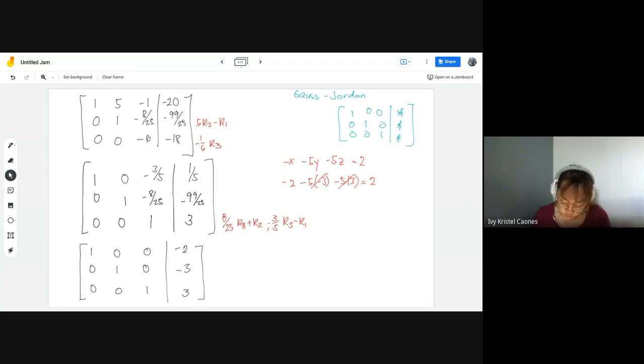Changing it here, the first confirmation is this one, which is wrong. So you substitute it again: negative x minus 5y minus 5z should be equal to 2. So that is negative of negative 2 minus 5 times negative 3 minus 5 times 3 equals 2. So this is negative 15 plus 15, which gives 2. Is it equal now? Yes.